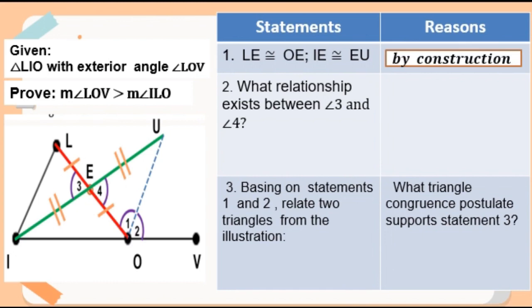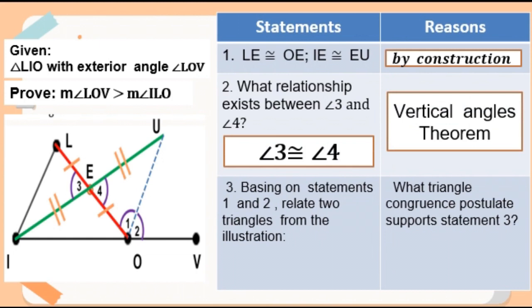Number 2, what relationship exists between angle 3 and angle 4? As you can see here, two lines intersect and form vertical angles. Angle 3 is congruent to angle 4. The reason is the vertical angles theorem.